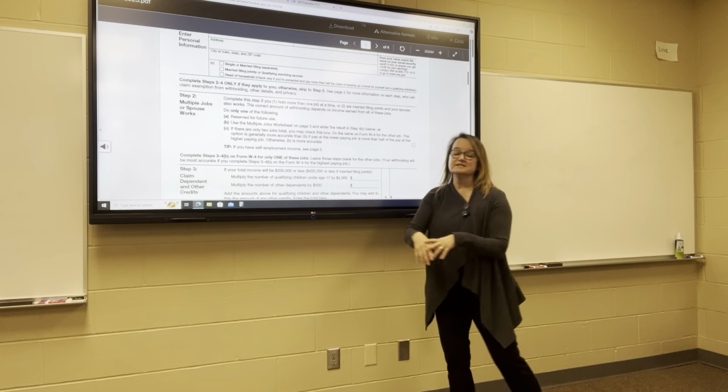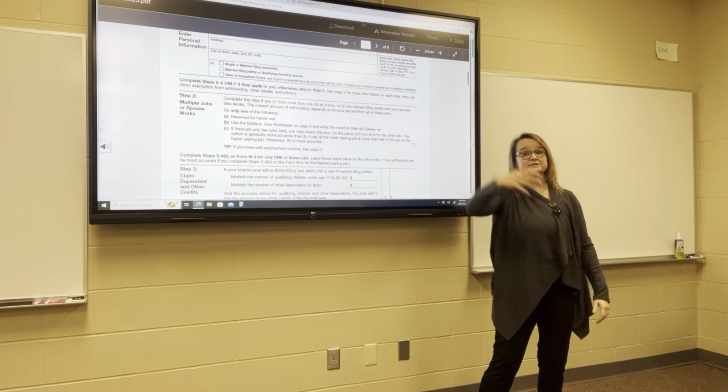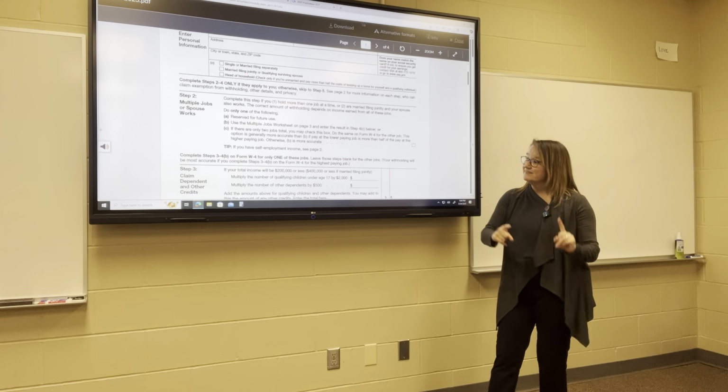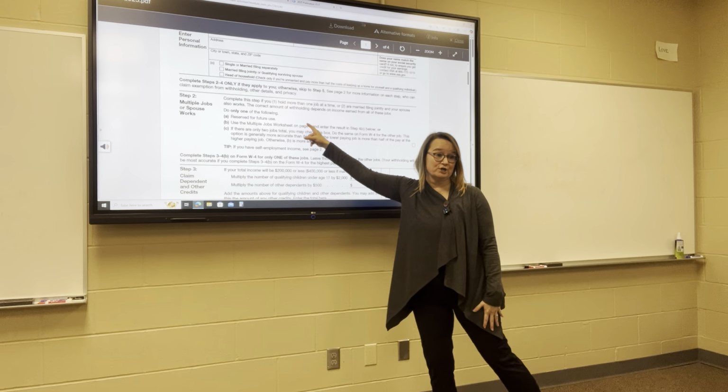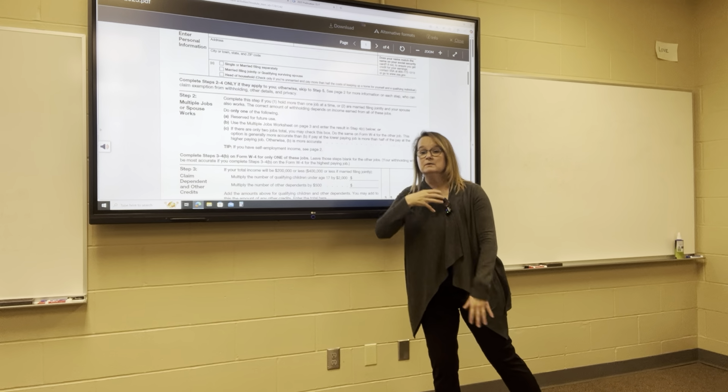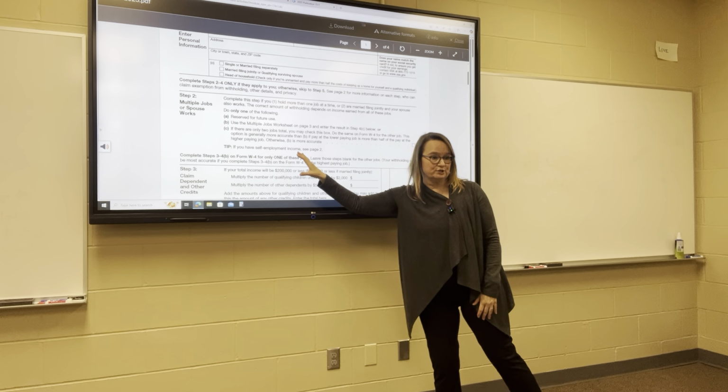Otherwise, if that's not the case, if there's a big disparity, so one spouse is making $100,000, the other one is making $25,000, in that case, they may want to use this multiple jobs worksheet. Then it would be more accurate. For our purposes right now, we're not going to worry about that multiple jobs worksheet.